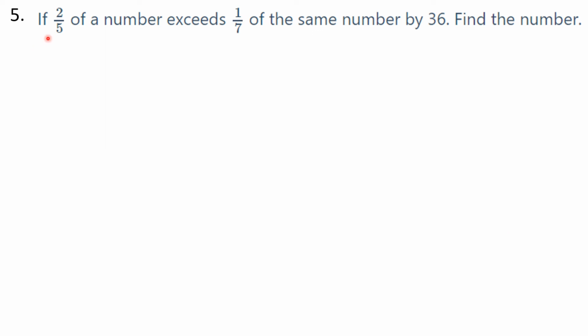Question number 5. If 2 by 5 of a number exceeds 1 by 7 of the same number by 36, find the number. So let the number be x here. We don't know that number, that's why let the number be x.